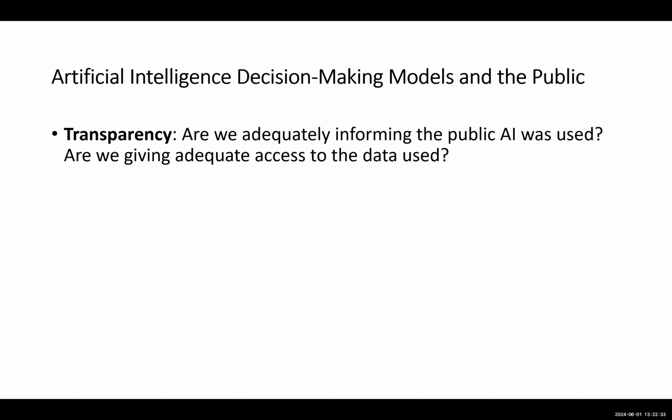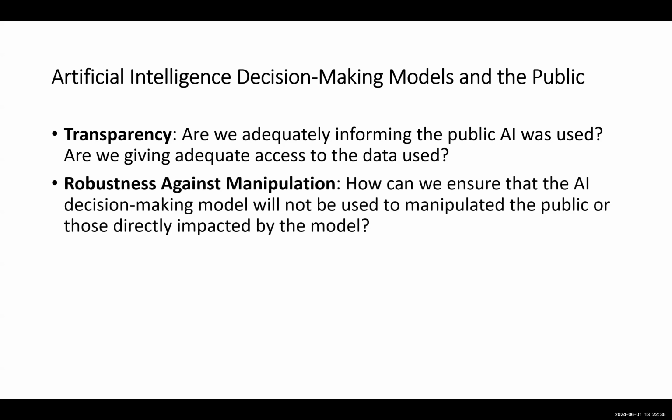Another principle that is raised along these lines is robustness against manipulation. We want to make sure that the AI decision-making models are not manipulating us. They're not getting us to buy more things or to spend more time looking at Facebook. Or when we search something on Google, we want to make sure that it's giving us the best results and that it's most efficient, not that it's padding the pocket of the people that are investing in Google.